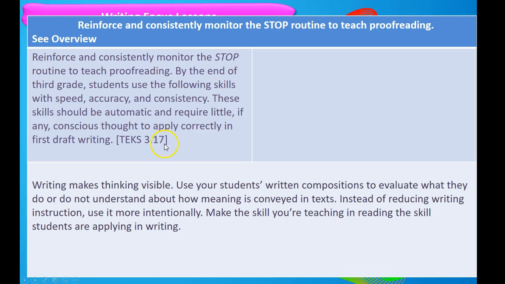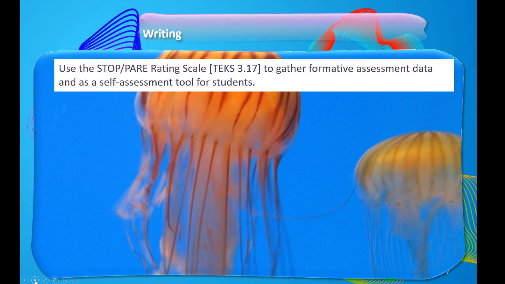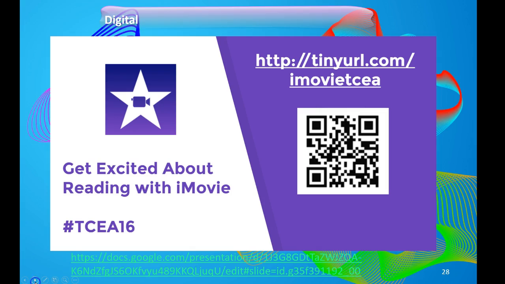Using STOP is a main thing, maybe during your focus lessons, to go back over what STOP is. And then once again, as you see in your overview, look at that because it really helps you think about how you use writing to enhance your reading. Use the STOP pair rating scale to gather formative assessment as they look at their writing. And once again, use your digital learning specialist to create things for those writing responses that are just amazing.